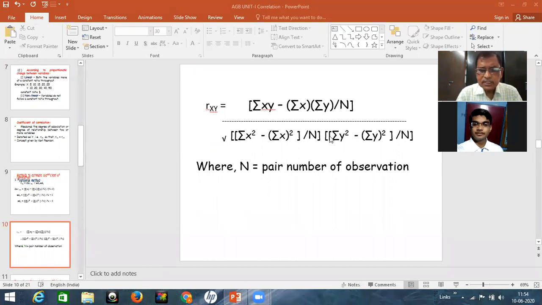So ultimately, the formula of the coefficient of correlation between two variables x and y will be summation xy minus summation x into summation y whole divided by n, divided by under root of the product of the variance of x, summation x square minus summation x whole square by n, into the variance of the y variable, that is summation y square minus summation y whole square divided by n, where n is the number of pairs of observations. So this is about the Pearsonian correlation.